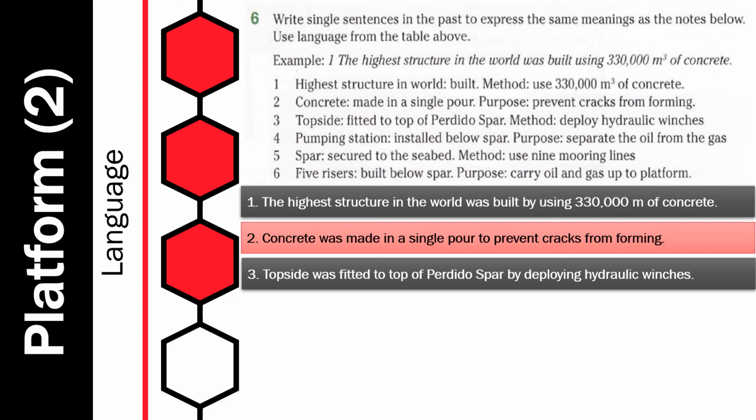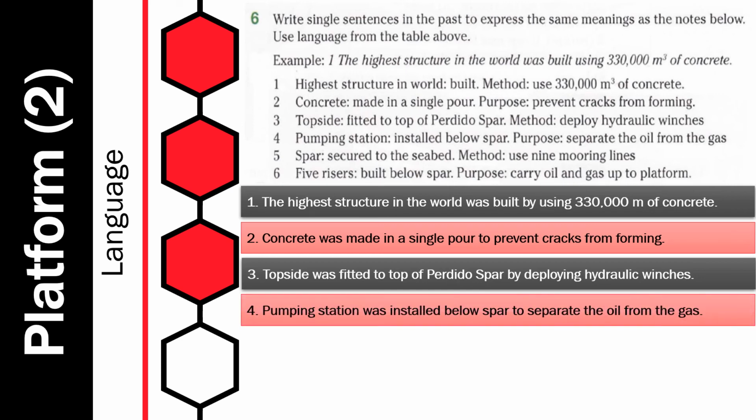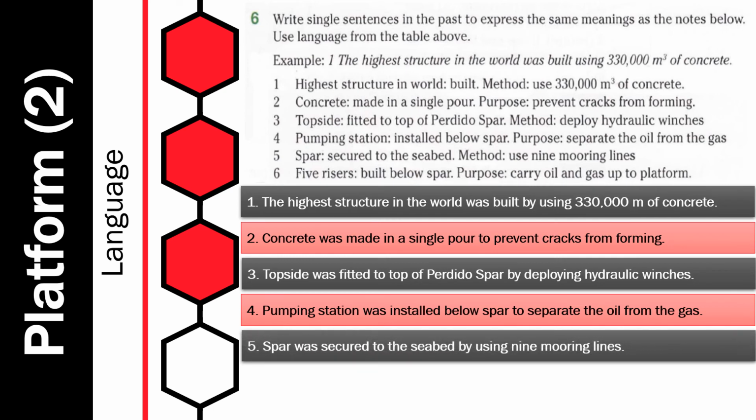Number 4, pumping station installed below spar. Purpose, separate the oil from the gas. The sentence: pumping station was installed below spar to separate the oil from the gas. Number 5, spar secured to the seabed, method, use 9 mooring lines. The sentence: spar was secured to the seabed by using 9 mooring lines.